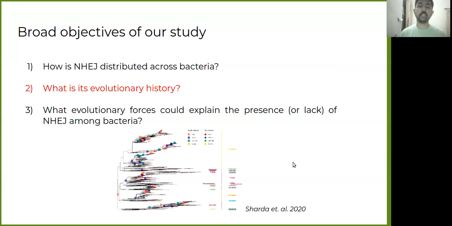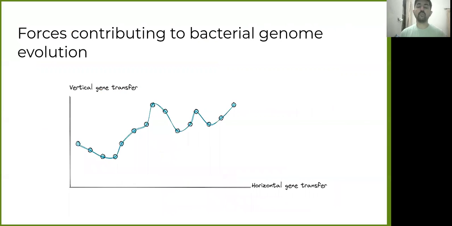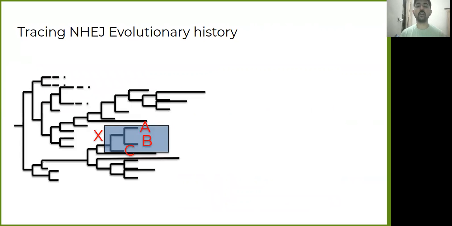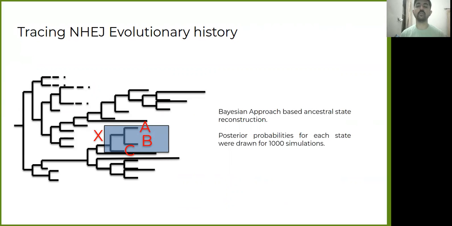Given this sporadicity, we asked what evolutionary history could have given them such a distribution. So we looked at two components, vertical gene transfer and horizontal gene transfer. Both of these components have been known to shape bacterial genome evolution, and at the basal level, both are acted upon by natural selection, genetic drift, gene flow, and so on and so forth. First, looking at the vertical component, we did something called ancestral state reconstruction, for which we used a Bayesian statistical approach.